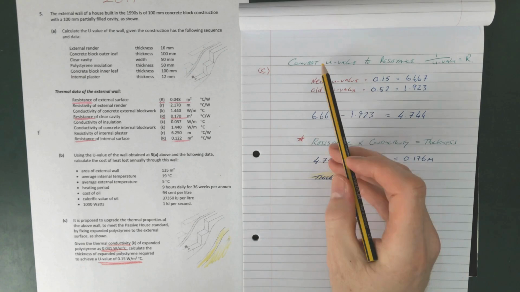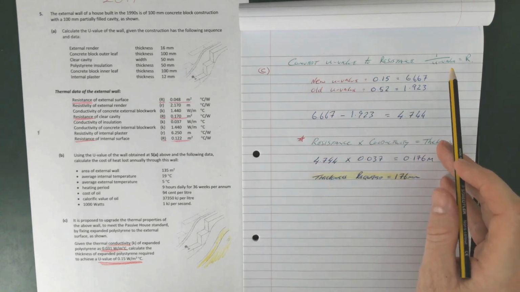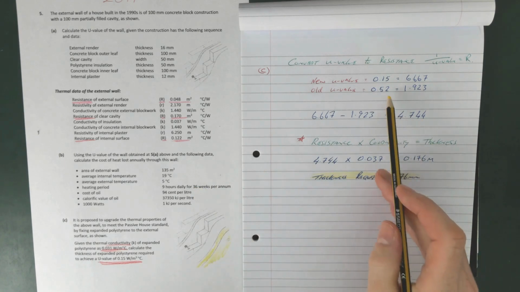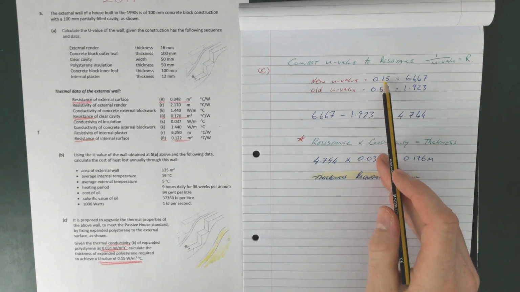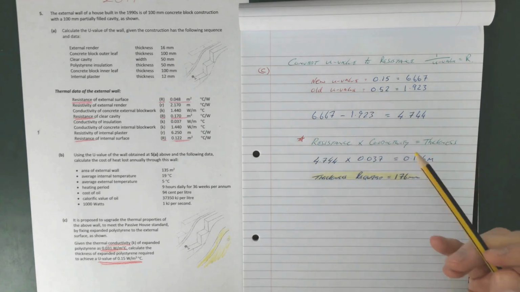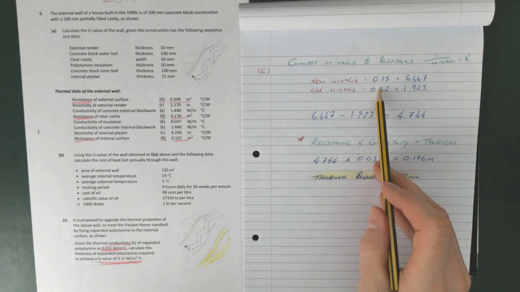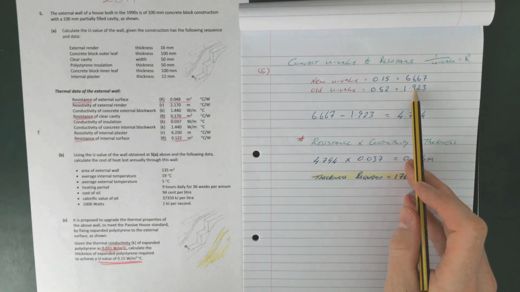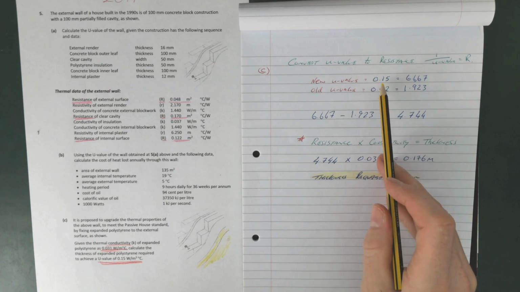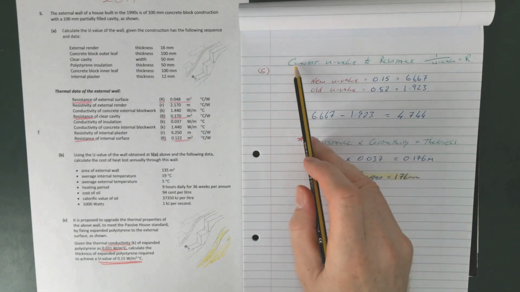The key thing we need to remember is that you cannot add U values together. I can't just say the old house was 0.52 and the new house is this, and take them away from each other, and that'll give me the U value I need to make up. You cannot add or take away U values. You must bring them back into being a resistance, and that's very, very important. So how do I do that?